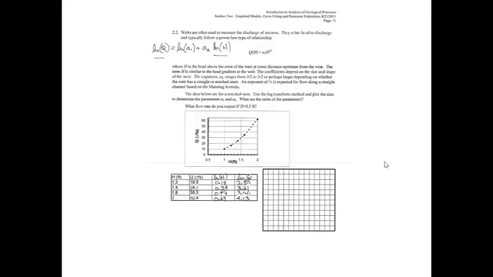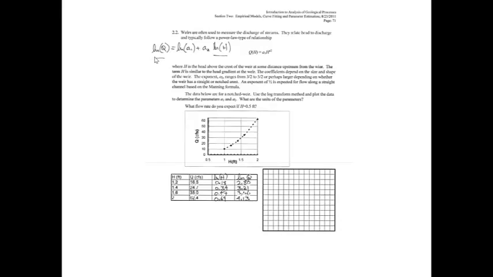This problem involves calculating the parameters for a rating curve for a weir. We're given that this power function here is the one that we want to use, and so the problem then becomes determining the parameters a1 and a2. We can do this by taking the log transform. We apply the natural log to both sides, and this equation becomes this equation.